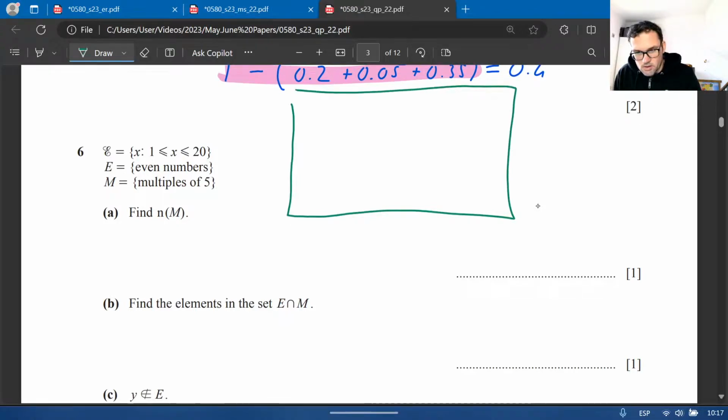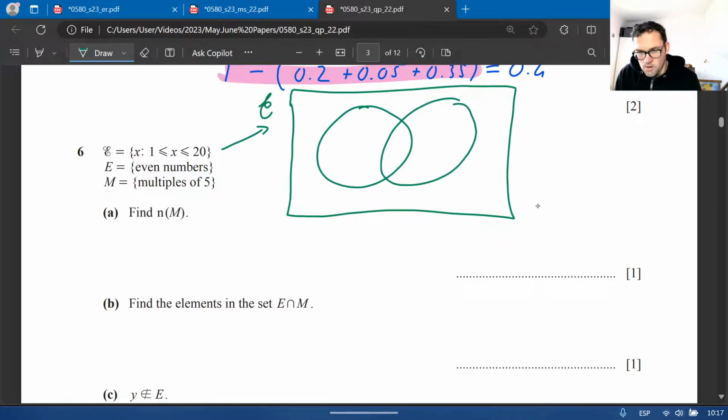So what this represents is inside this box is all the numbers 1 to 20. Then we have 2 sets. This one will be all the even numbers and this one will be the multiples of 5. Meaning 1 is not even, it's not a multiple of 5. 2 is even. 3 is not even, it's not a multiple of 5. 4 is even. 5 is a multiple of 5. 6 is even. 7 is neither. 8 is even. No, wrong place. 8 is even.